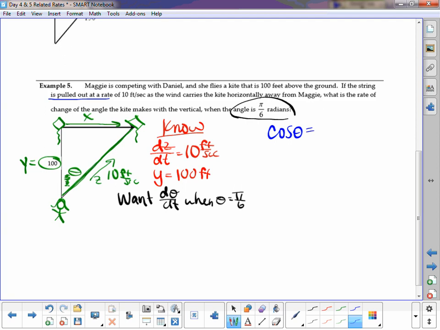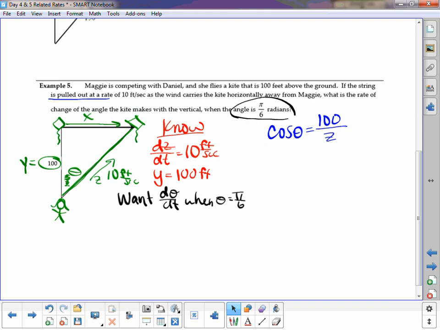Since y is constant, that's not changing. We're going to leave that in our problem as a 100. Z, though, is changing as the kite moves along. The length is changing. Are we good with our trig function selection? If you chose one of the other ones, you just would have had to do additional work, like we did during Stinger, to find the x. But cosine would be our best option.